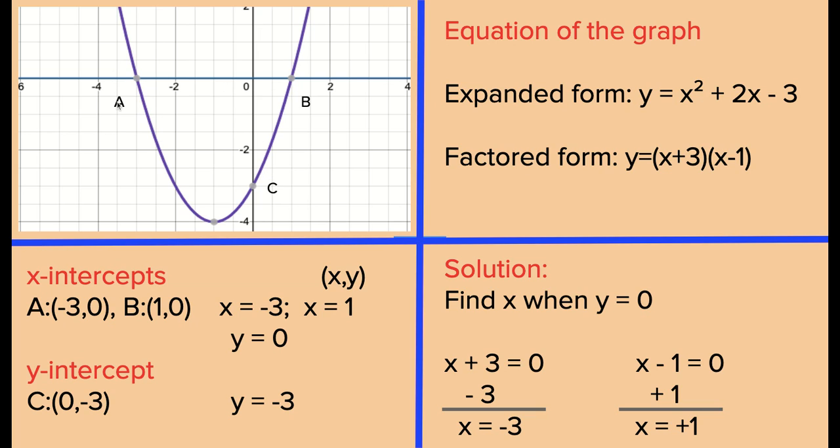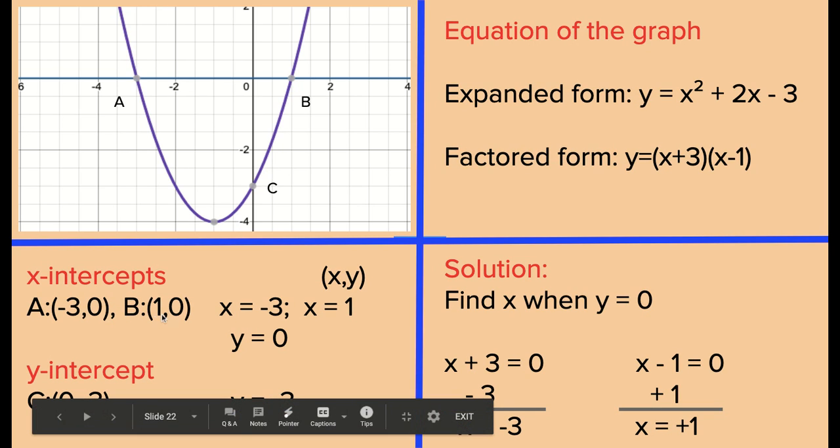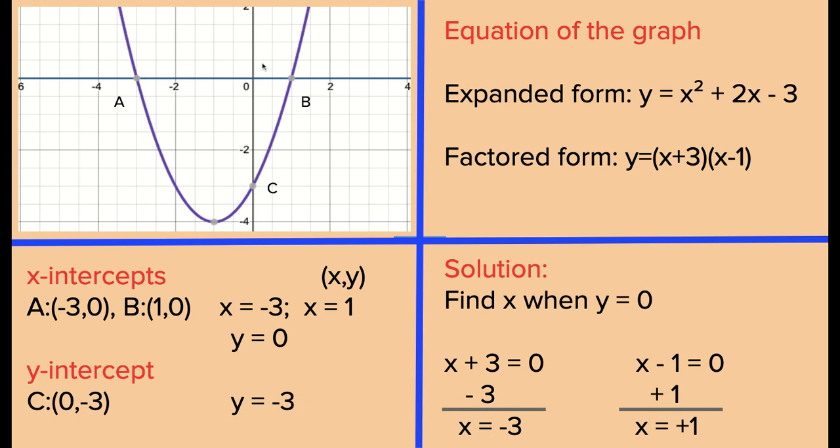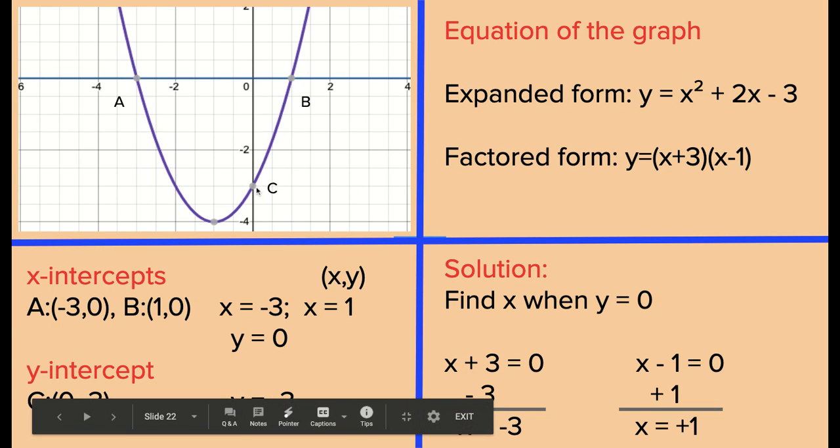In this case, the x-intercepts are in two places, place A and place B. Place A is at -3, 0, and point B is at 1, 0. The y-intercept is at 0, -3.